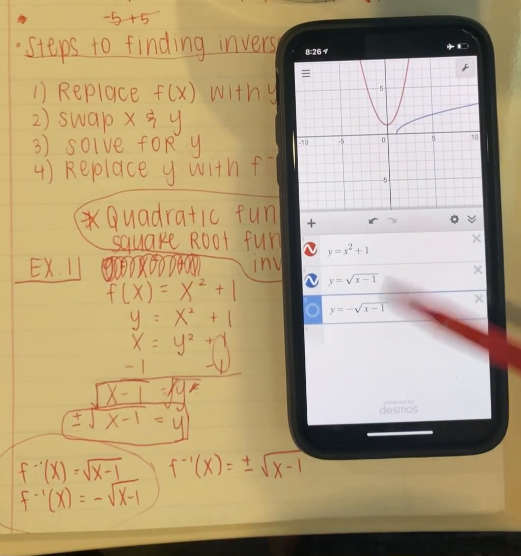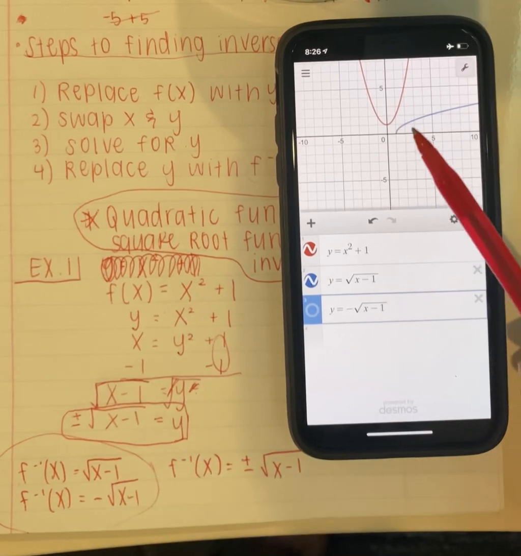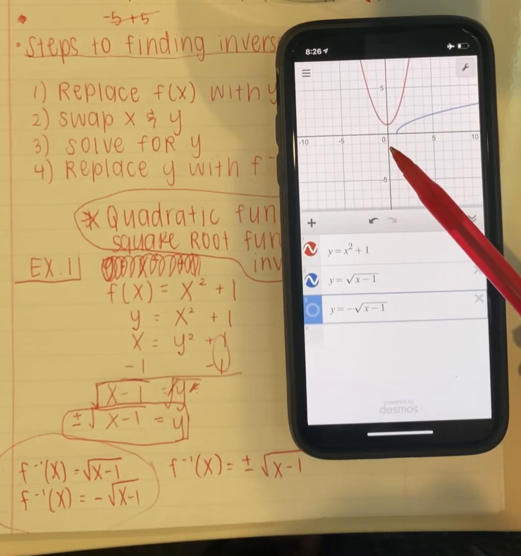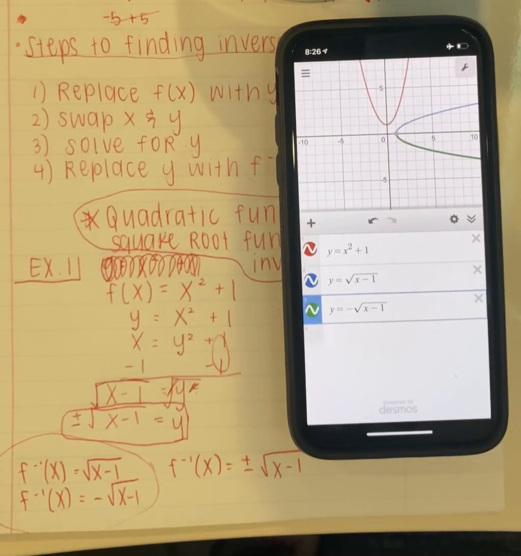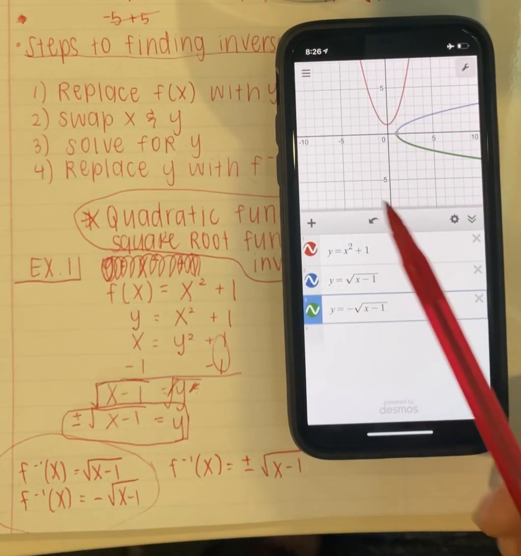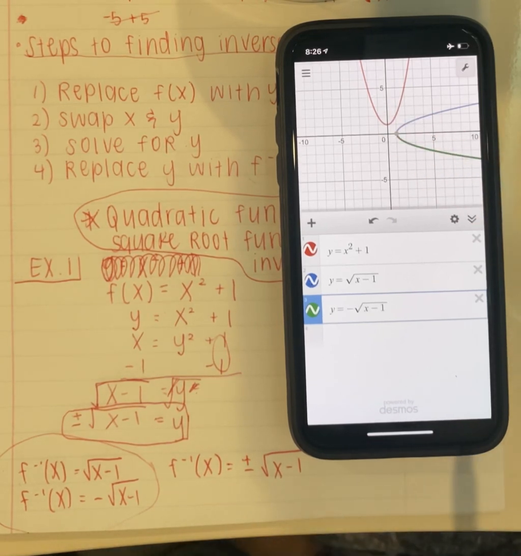Okay, so let's look. If I turn this first one on, square root of x minus 1, it's only half, right? That's because for the inverse, you need both halves. So now you can see that they are opposites of each other.